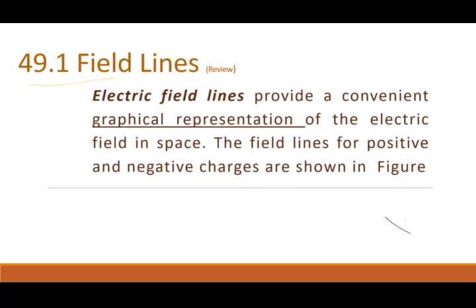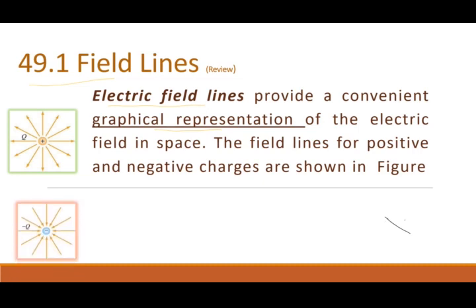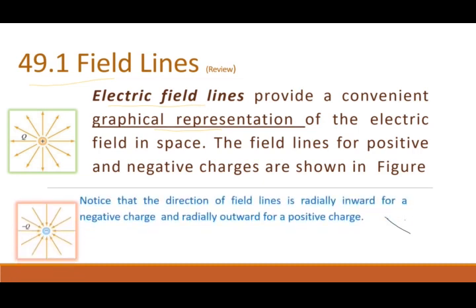Let us review the concepts of field lines which you have already learned and know. Electric field lines are convenient graphical representation only of the electric field in space. The field lines for positive and negative charges are as shown in figure. This is for positive charge, this is for negative charge. Notice that the direction of field lines is radially inward for negative charges, radially outward for positive charges. This is pure convention.